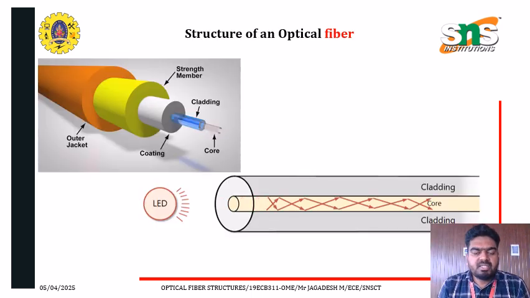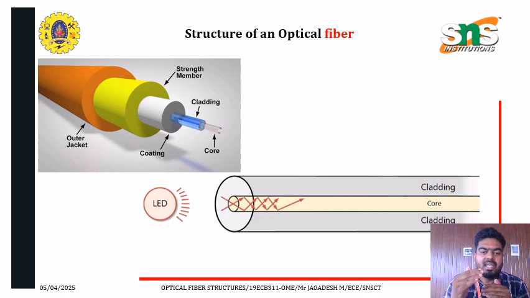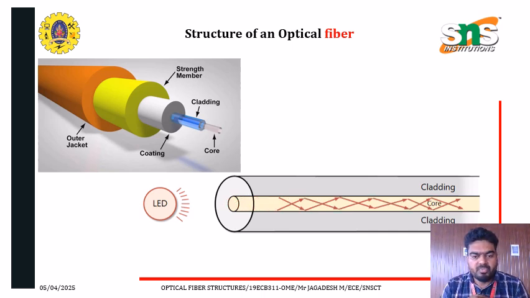Next, the structure of optical fiber. As far as the structure of optical fiber is concerned, there are two important things: one is the core, another one is the cladding. The core is the main part where the light signal is propagated, and the cladding is the outer part of the core. When the light is reflected, the cladding reflects this signal again back to the core. This is the function of the core and cladding.